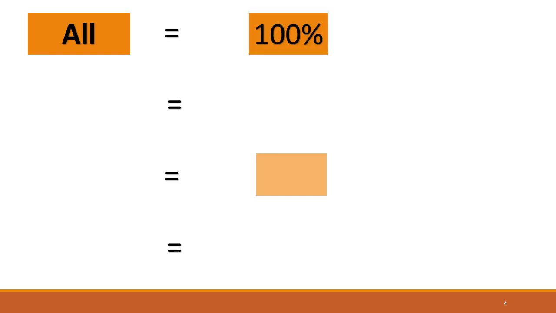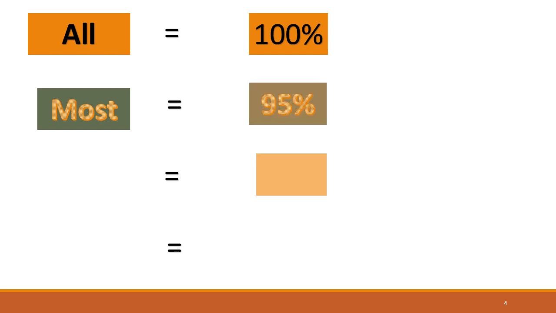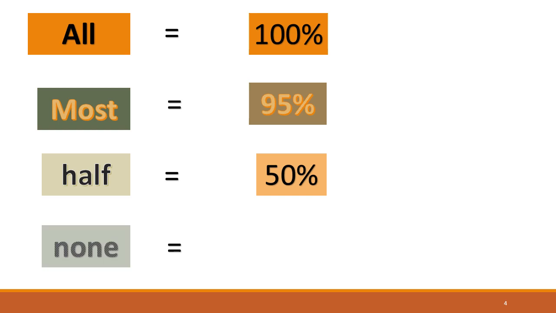Yes, 100%. So 100% means all. So all is quantity equals 100%. I have another quantity word which is most. Can you please think and give me a percentage for most? Exactly, 95%, 96%. I have another quantity word which is half, equals 50%. Well done. The last quantity word for today is none, and it equals 0%.